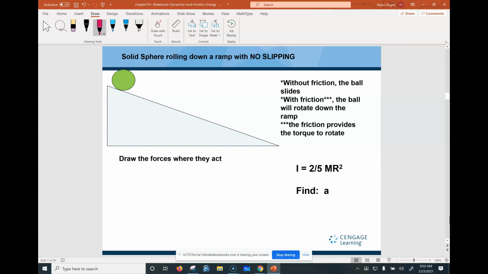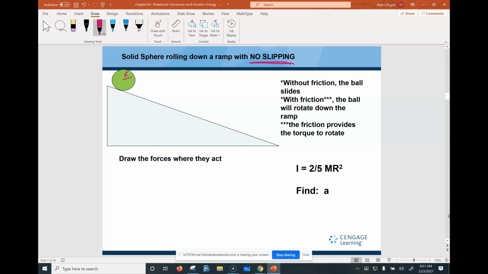I made this one a little bit prettier. So here we have a solid sphere, radius R. And if it didn't have any friction on that ramp, that ball would just slide down, but there has to be friction in order for it to rotate. So that friction is what's actually causing the torque. That's why you'll see problems that say it rolls without slipping. It has to be specific with that. You have to have it that way.